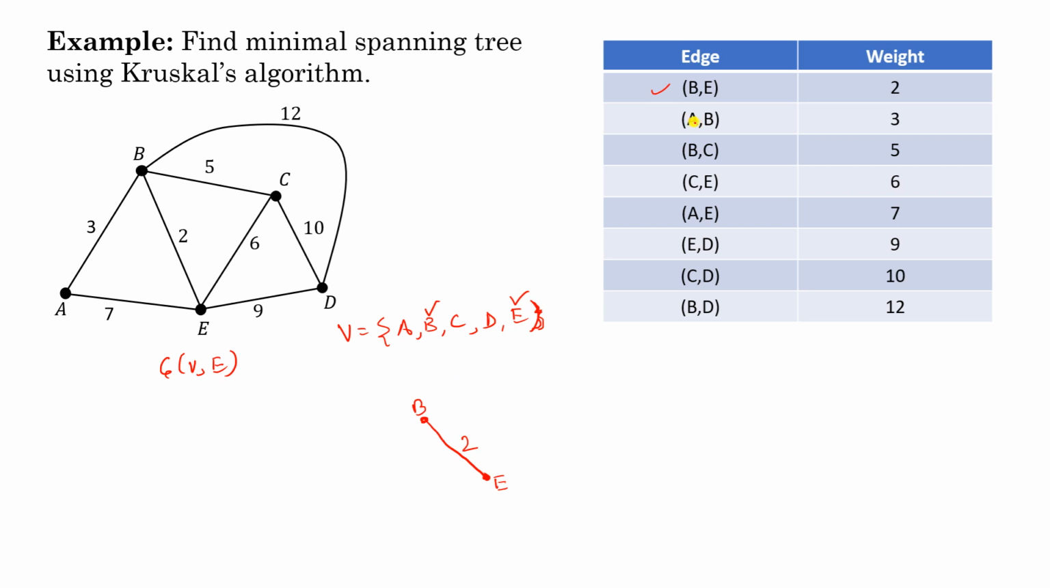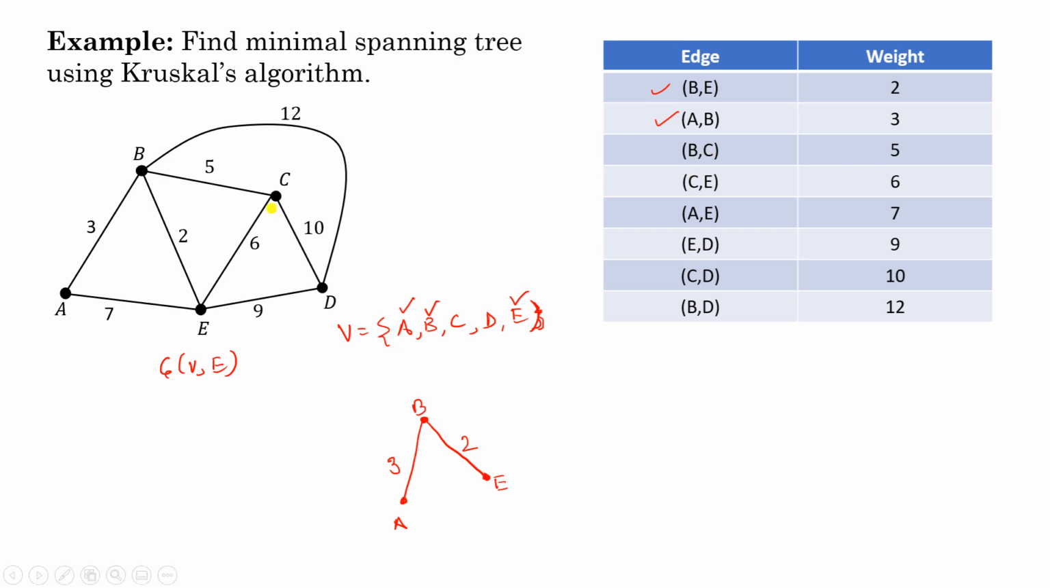Now the next edge is AB. If I add AB, no circuit will be formed. It means I can add this edge AB. Its weight is 3. The corresponding vertices are A and B. B is already marked, so I have to mark A. So three vertices are marked. It means we have traversed three vertices A, B and E, and this edge is also selected.